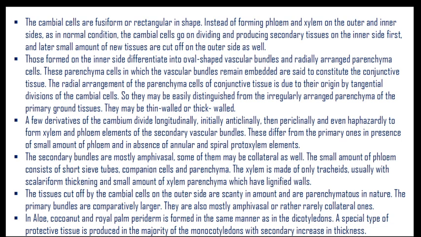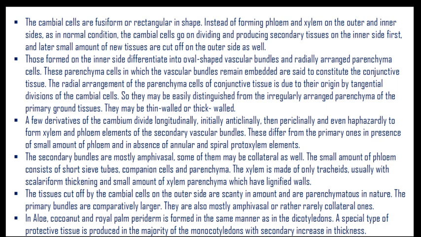So at that time, a few derivatives of the cambium divide longitudinally, initially anticlinally, then periclinally, and then horizontally to form xylem and phloem elements of the secondary vascular bundle. These differ from the primary ones in the presence of a small amount of phloem and in the absence of annular and spiral protoxylem elements. The secondary bundles are mostly amphivasal. Some of them are bicollateral as well.